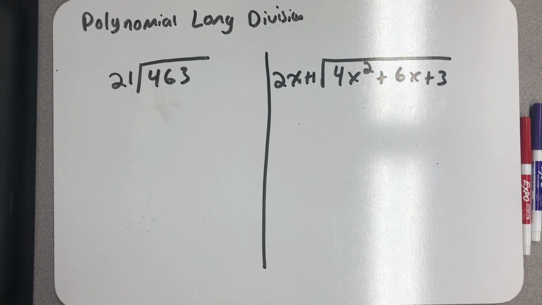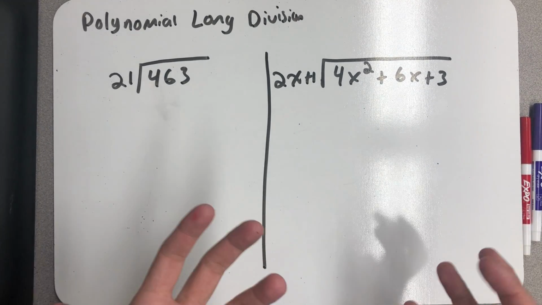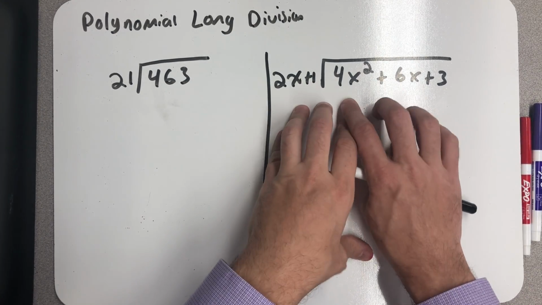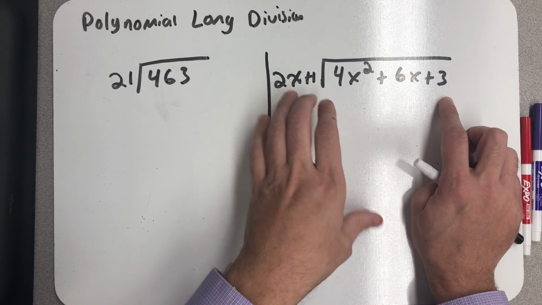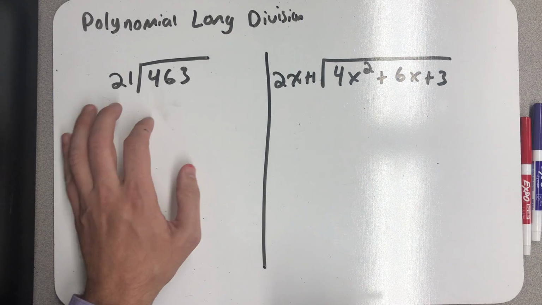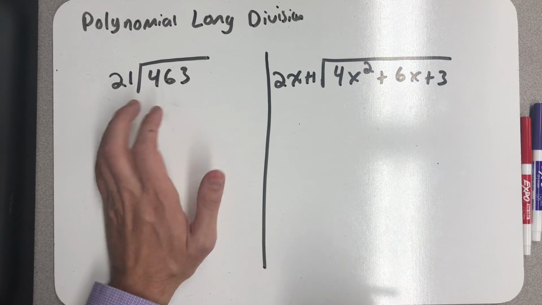I want to talk about polynomial division. So my goal in this video is to divide some polynomials using long division. I want to take 4x squared plus 6x plus 3 and divide it by 2x plus 1 and find a quotient and a remainder. But I thought we'd start by reviewing division of whole numbers.